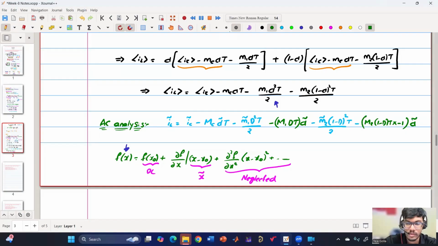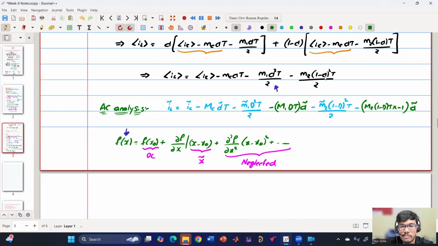Agree? So I have taken differentiation with respect to D. The 2 will get cancelled. M2 is M2, 1 minus D. And again, I have to differentiate the inside term, which will give me minus 1. So this is the overall term that I am getting.